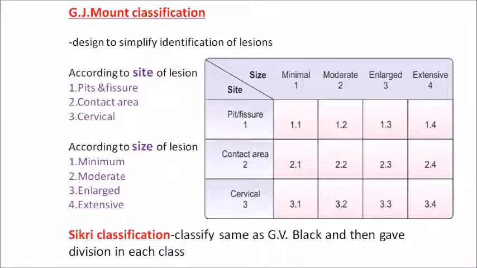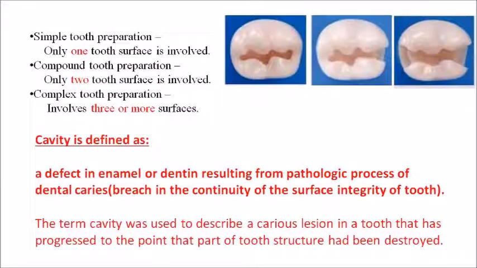Another classification is Vimal Sikri's classification, which classified the same as G.V. Black and then gave divisions in each class. That included simple, compound and complex tooth preparation. Simple means only one tooth surface is involved. Compound means two tooth surfaces are involved. Complex means involving 3 or more surfaces of the tooth. So that is how Vimal Sikri gave the classification.